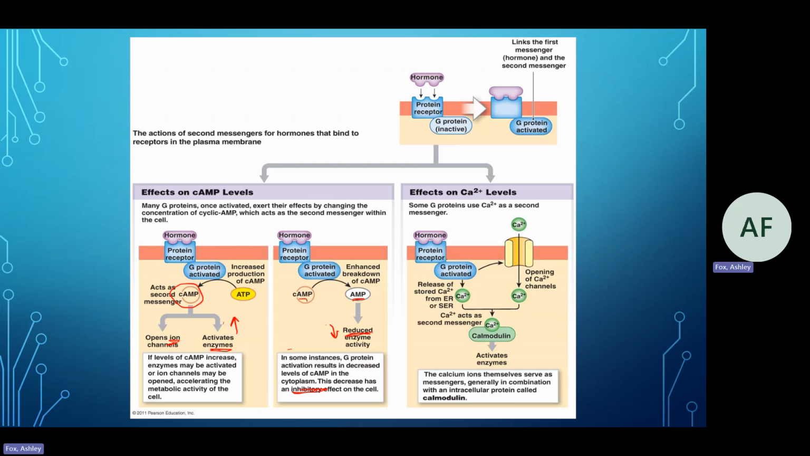This is just showing you calcium. You still have a G protein, but then the secondary messenger is going to be calcium. Usually it has to bind to an intracellular protein called calmodulin, and you have opening of the calcium channels, so you get more calcium inside the cell. But the point is a hormone that is water soluble binds to the protein on the plasma membrane and then can have an effect with a secondary messenger.